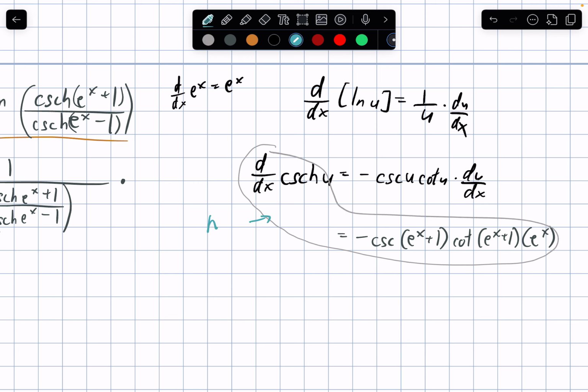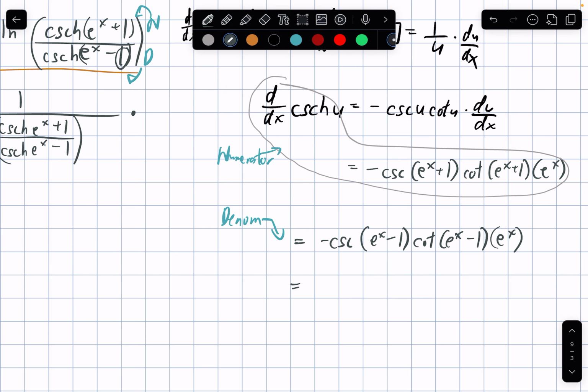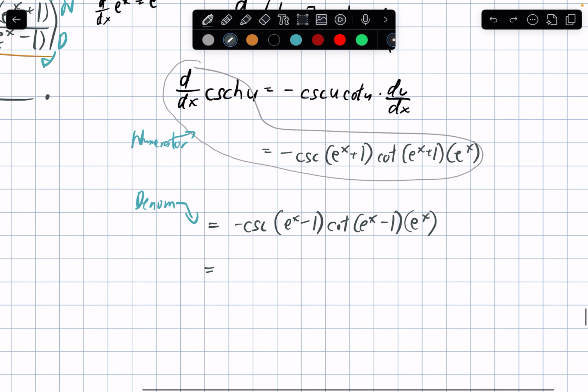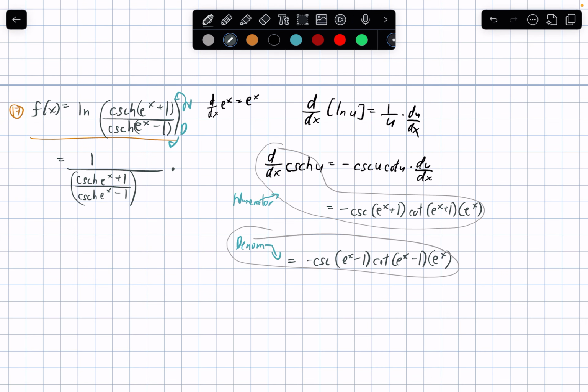This is for the numerator. For the denominator, negative csc e raised to x minus 1 cotangent e raised to x minus 1 times e raised to x. Because the derivative of this is still e raised to x, regardless of the sign, because this is going to be 0 anyways. Okay, that's it. Okay, what's next?